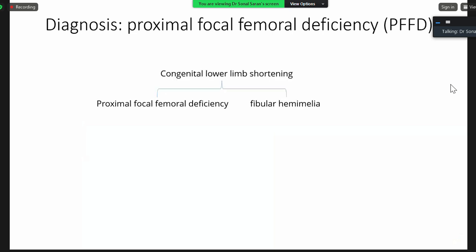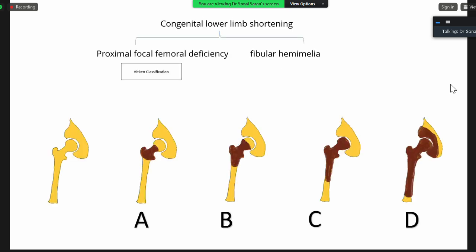And when we talk about congenital lower limb shortening, it can be because of proximal focal femoral deficiency, or maybe because of fibular hemimelia. And in 80% of cases, PFFD is associated with fibular hemimelia. When we talk about the classification of PFFD, we have the Aitken classification. Here we classify the PFFD on the basis of degree of hypoplasia of the proximal femur. The cartilaginous part of the femur is present, but it is hypoplastic, and there may or may not be a connection with the ossified part of the femur.